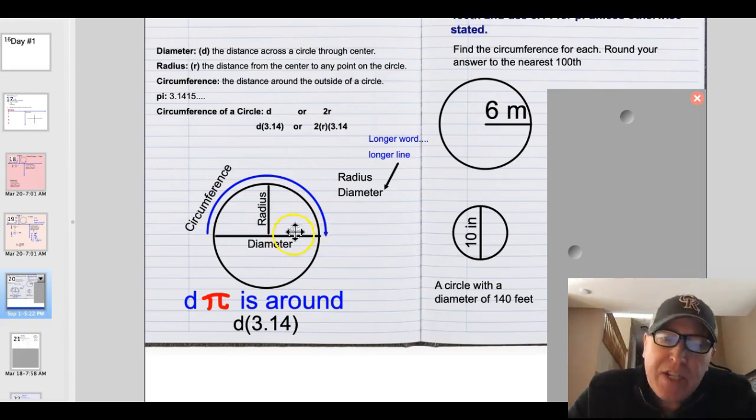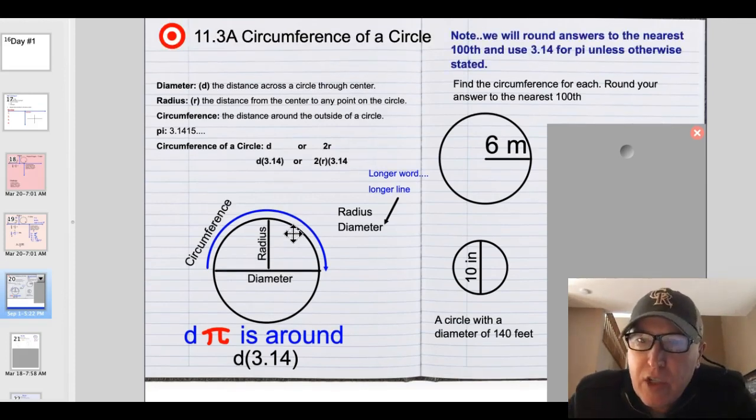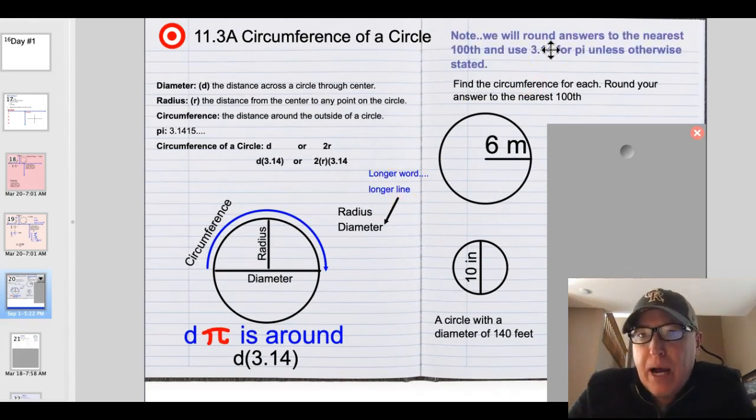So you have to get to the diameter. You have to know what the diameter is in order to find the circumference. And it's very easy. Whatever the radius is, you just multiply it by 2. So let's take a look at a couple of examples here. We're going to use 3.14 all the time for pi.